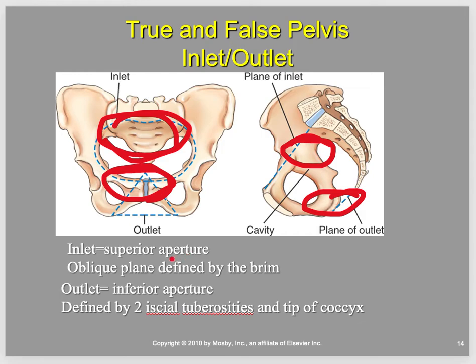So the inlet is the superior aperture, the oblique plane defined by the brim. Okay, so the brim. And then the outlet is the inferior aperture down here, defined by the two ischial tuberosities and the tip of the coccyx. So these ischial tuberosities here and the coccyx. The coccyx to the ischial tuberosities, that's the plane of the outlet.